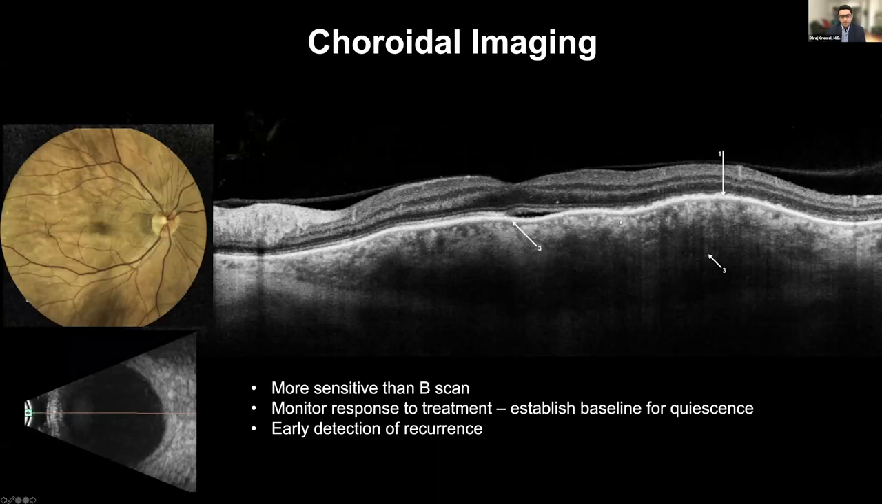It is also important to recognize that OCT is a more sensitive tool to visualize the choroid in the outer layers as compared to ultrasound. So in cases with posterior scleritis, it's very helpful to use OCT to monitor response to treatment because you can really establish a baseline for defining disease quiescence, which is going to be below the limits of resolution of your ultrasound. And conversely, it is also very helpful for early detection of disease recurrence, even when patients are otherwise asymptomatic.